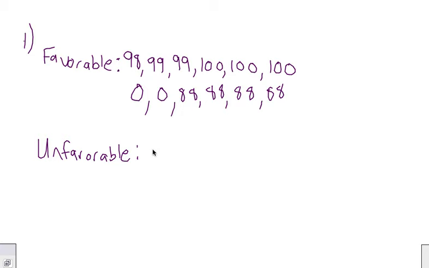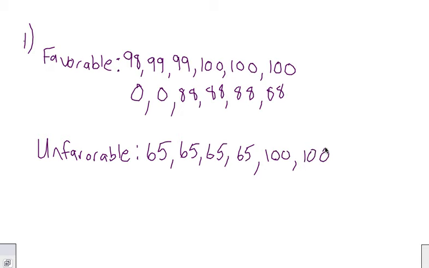Okay, what if she made this? She made a 65. Well, she made 65s on the first four, and then 100s on the last two. All right, well, her average is going to be a 65. Even though she made two 100s, those two 100s are not affecting her grade at all. She could have made 65s on those last two tests, and she would still have a 65 in class. So that's very unfavorable to her.